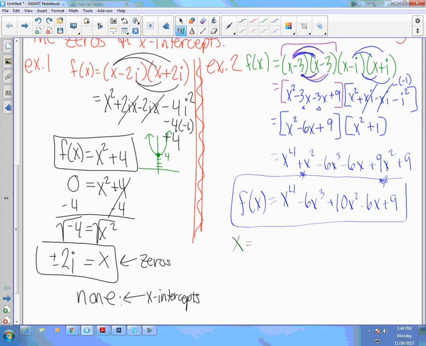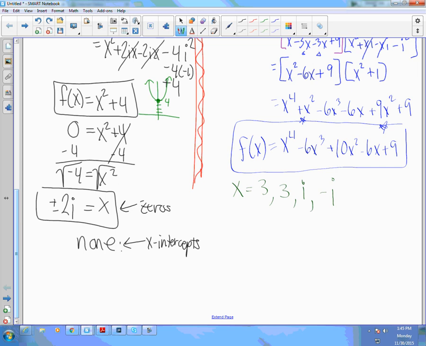If x minus 3 equals 0, what's x going to be? Positive 3. If x minus 3 equals 0, what is x going to be? Positive 3. If x minus i equals 0, what's x? i. Because i minus i is 0. If x plus i equals 0, what is x going to be? Negative i. So we have to determine which ones are x-intercepts.